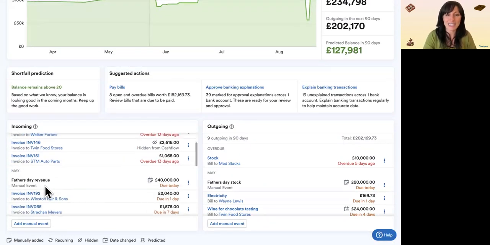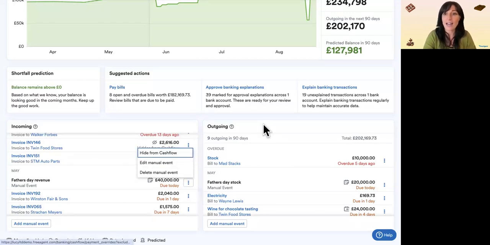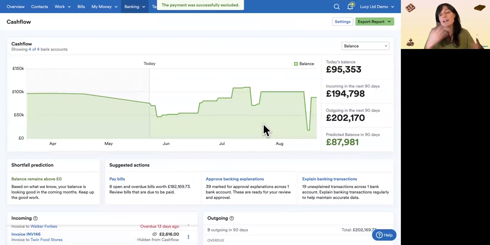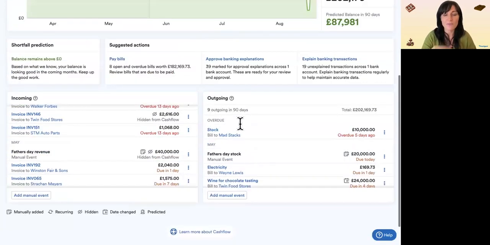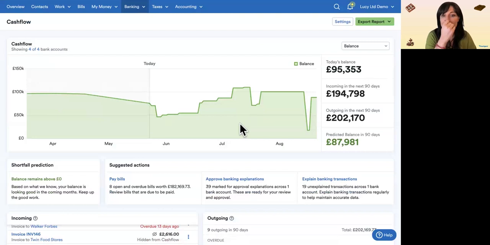So I want to look at actually, let's take away this revenue. Imagine if I didn't get any revenue, but still bought the stock. I can hide that and I can look up here. So this is just a bit of a loose example of the kind of planning and decision making you can do in FreeAgent cash flow. Okay, so that's really everything on the cash flow page.